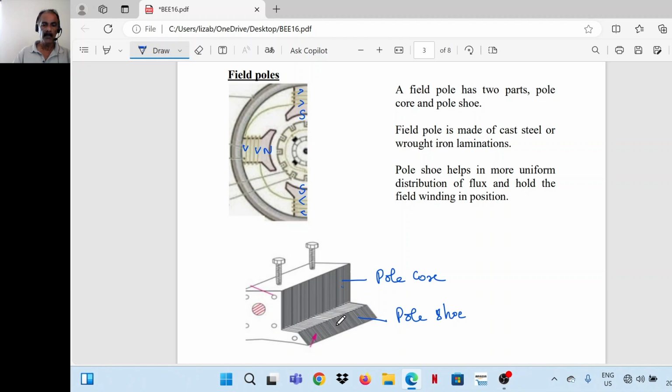The particular shape of the pole shoe is meant for more uniform distribution of the flux. That means maximum surface area of the armature should be covered by the field poles. So that is the purpose behind providing such a particular shape for the pole shoe. From this figure we can make out this is the pole shoe, this is the pole core. Because of this particular shape, more surface area of the armature is covered. So this part is pole core, this is pole shoe. It is made of cast steel or wrought iron laminations.